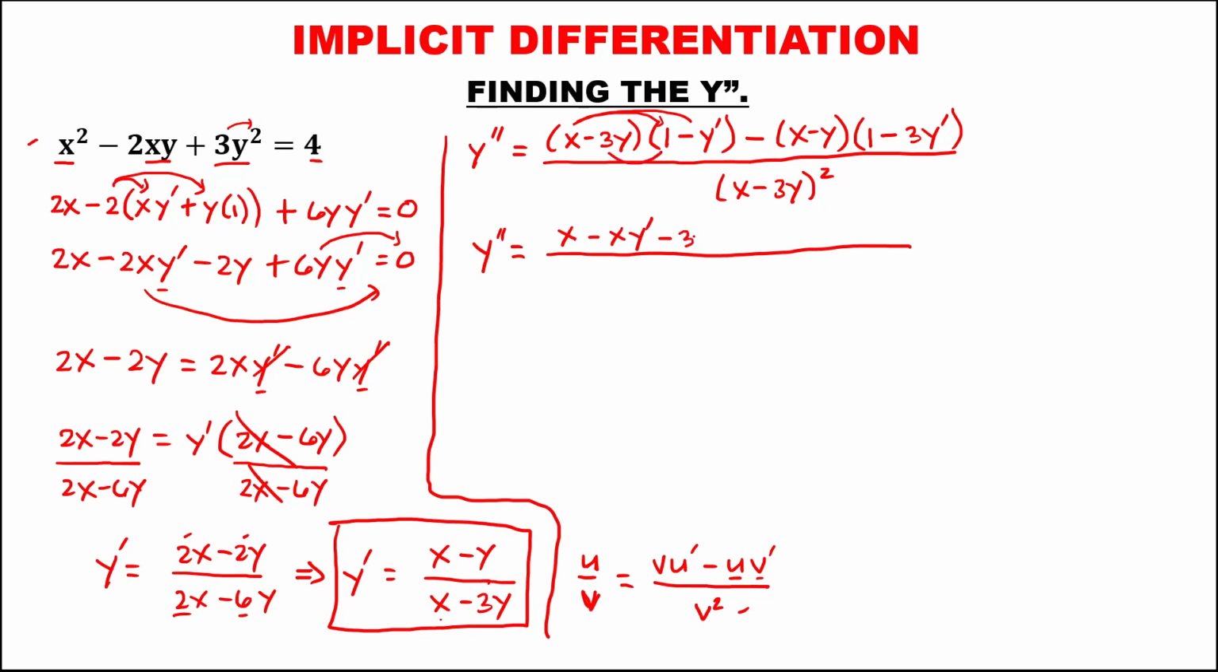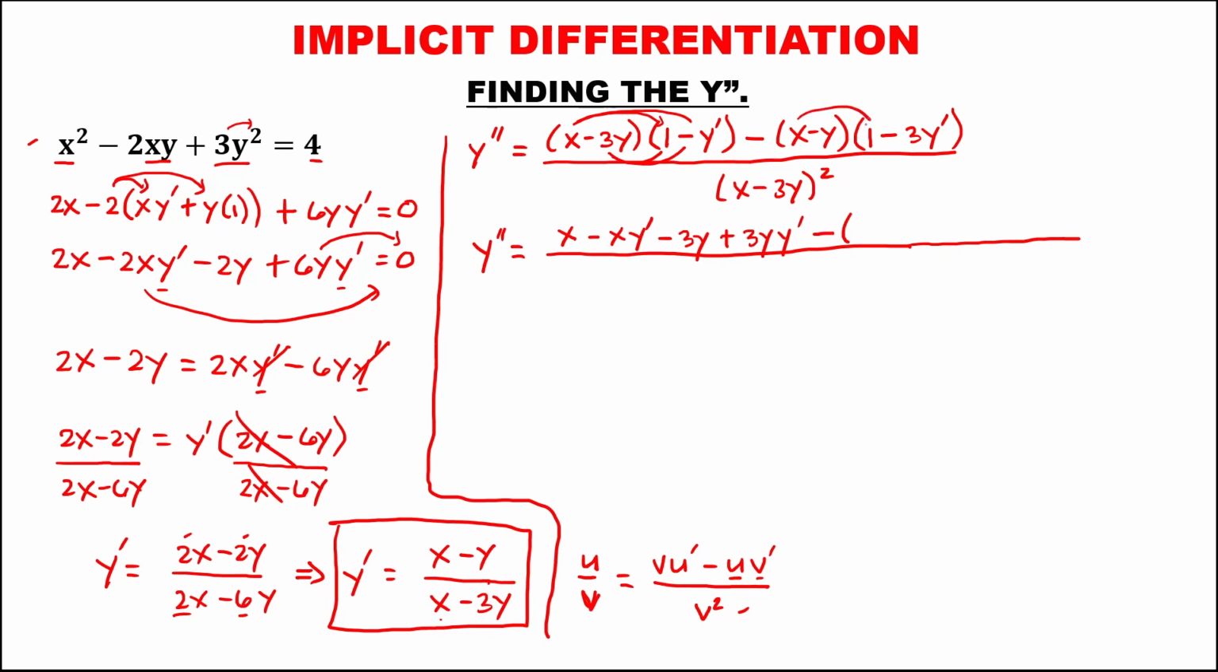Multiply. So this is negative 3y. Negative times negative, so we have positive 3y y prime, then minus. So we need to put first the second group inside the parentheses because this one is minus.